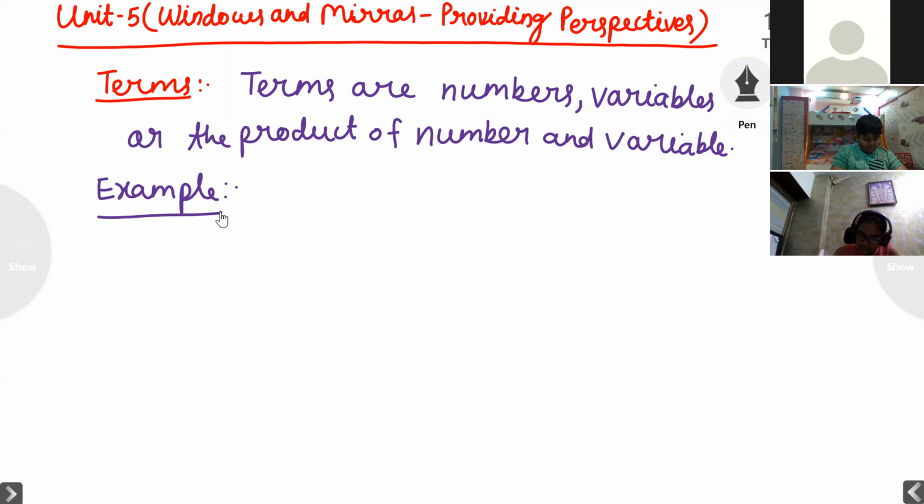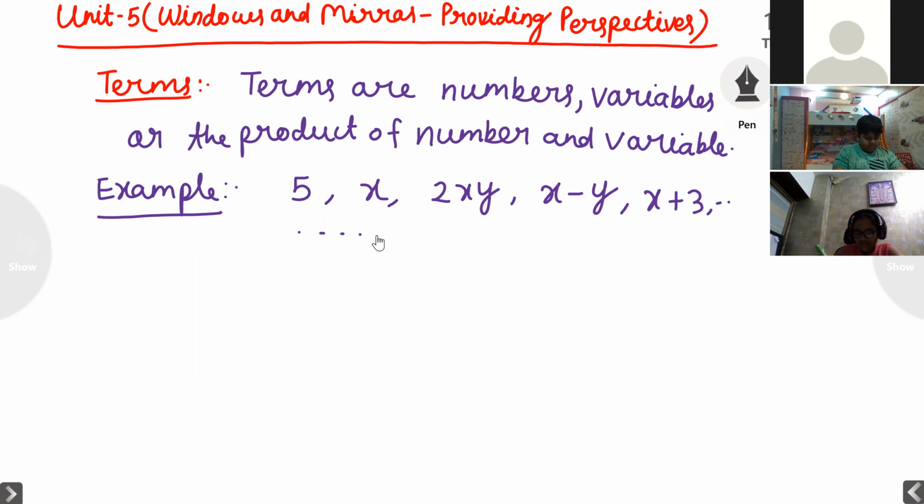Terms are numbers. 5 is a term? Yes. x is a term? Yes. 2xy is a term? Yes. x minus y, how many terms are there? 2 terms. x plus 3, how many terms are there? 2 terms. This is not a fixed example. We can take any example.